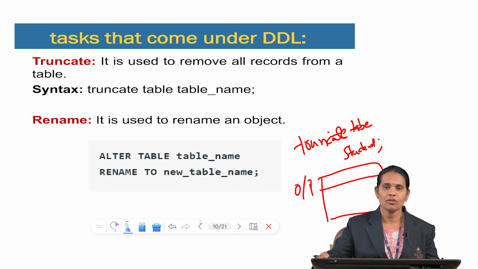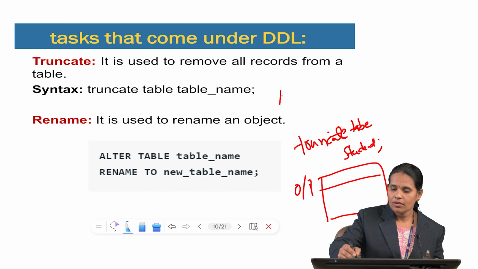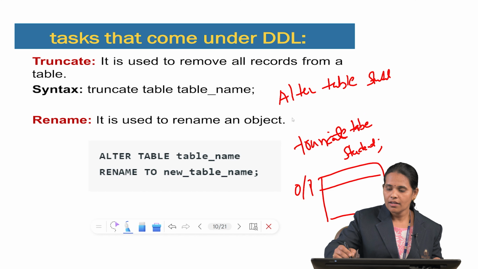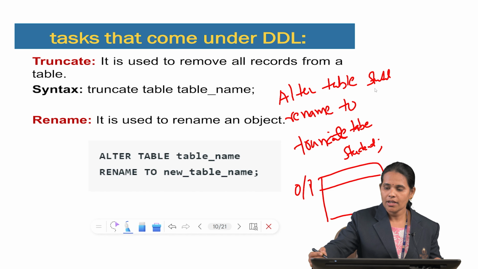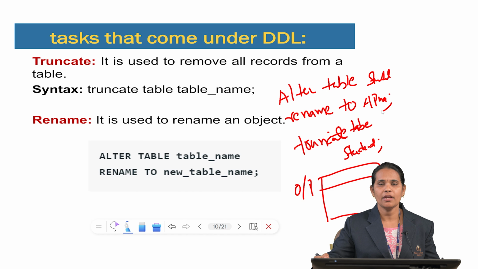The syntax for rename is alter table, name of the table is student, rename, here we need to mention the old table name to the new table name. The new table name is alpha, semicolon. Hence the table name is going to be renamed.